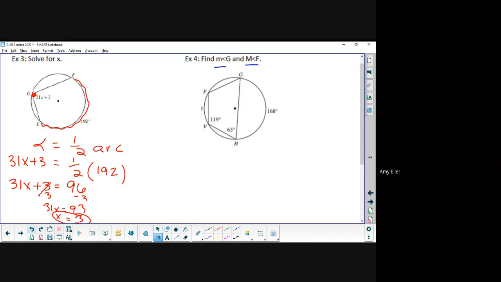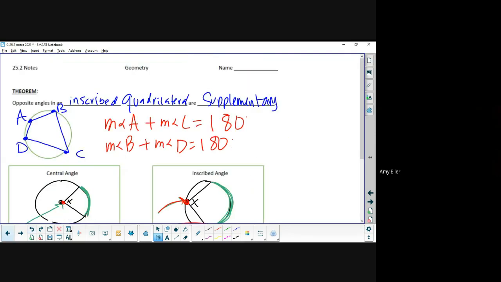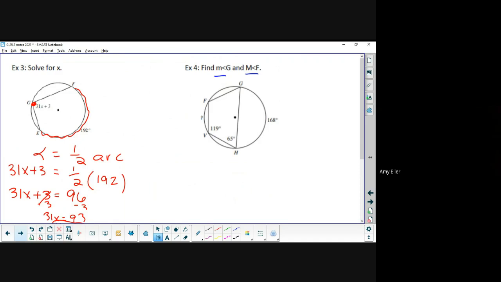That's how we practiced it in class. All right, our theorem says opposite angles in an inscribed quadrilateral are supplementary. So here's an angle and here's the opposite one. So 119 and the measure of angle G are supplementary. They add to 180.